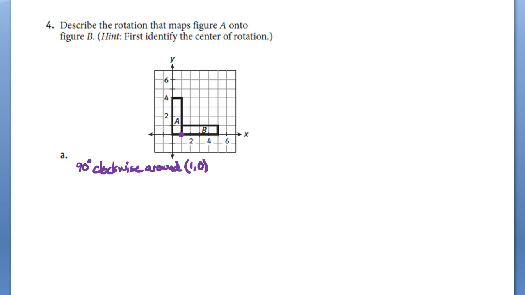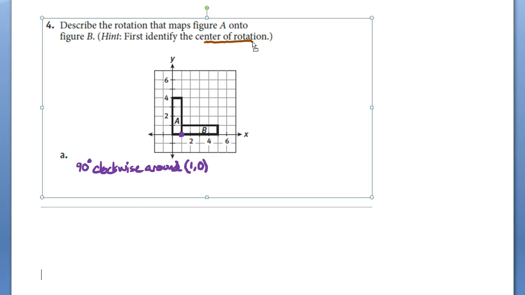Number 4, describe the rotation that maps figure A, that's this rectangle standing kind of vertically, onto figure B, and hint, first identify the center of rotation. The center of rotation is that point that maps to itself, so it's in the same location in the image as it is in the pre-image. And I found that here and I marked it with that purple dot. I think it's that point that doesn't move.